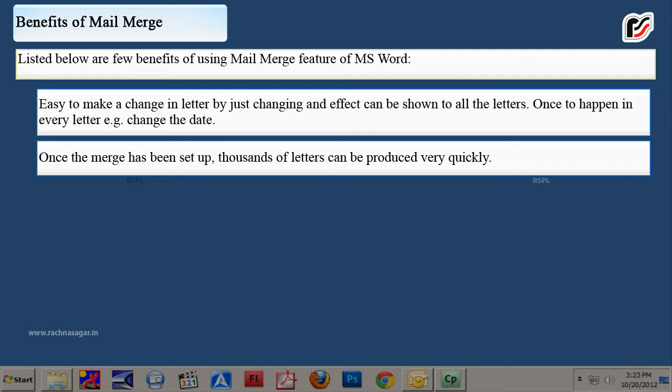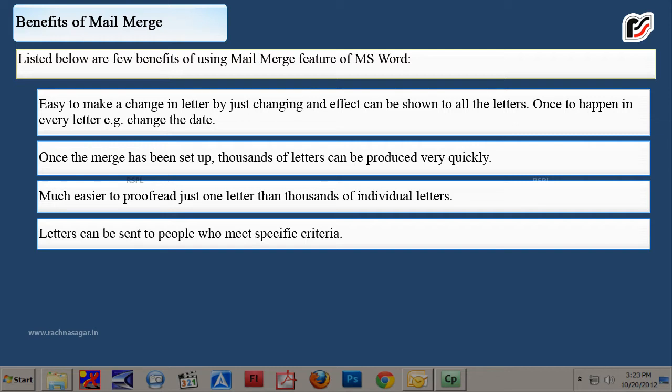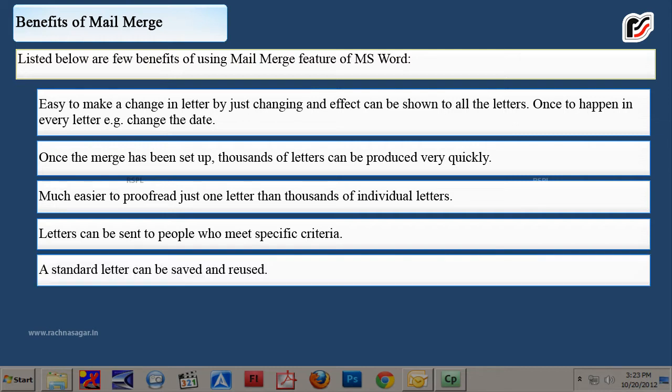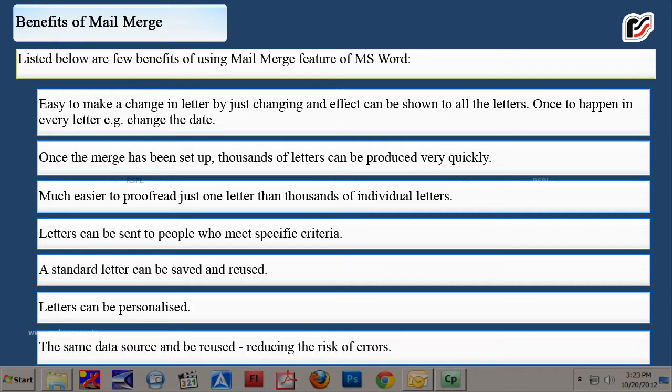Once the merge has been set up, thousands of letters can be produced very quickly. It is much easier to proofread just one letter than thousands of individual letters. Letters can be sent to people who meet specific criteria. A standard letter can be saved and reused. Letters can be personalized. The same data source can be reused, reducing the risk of errors.